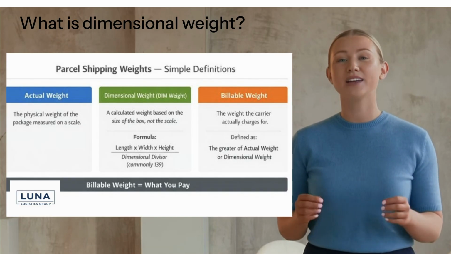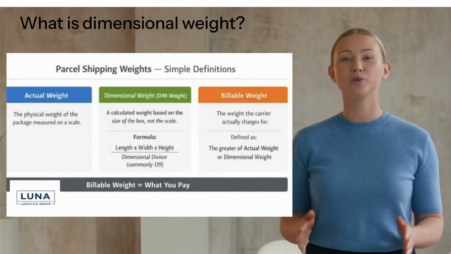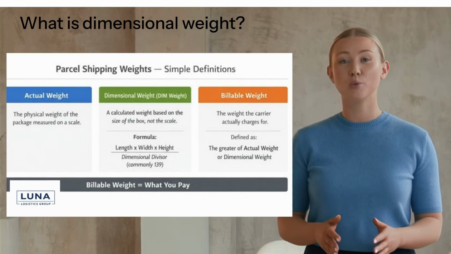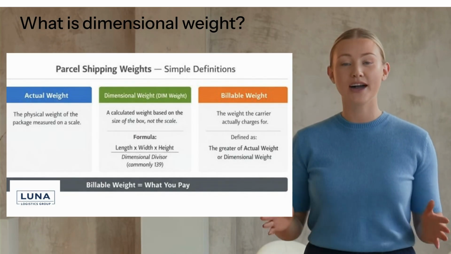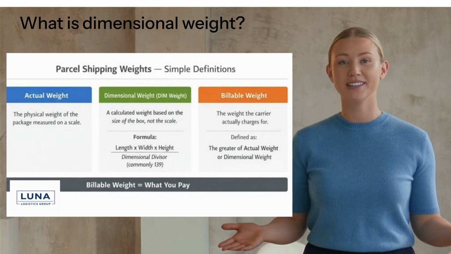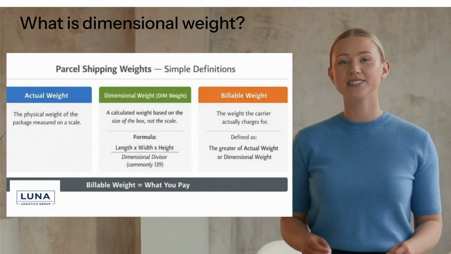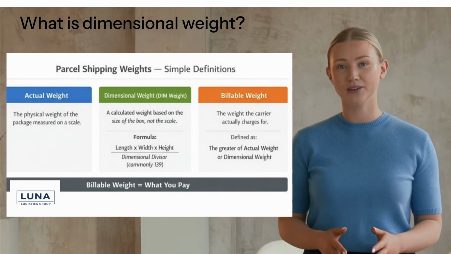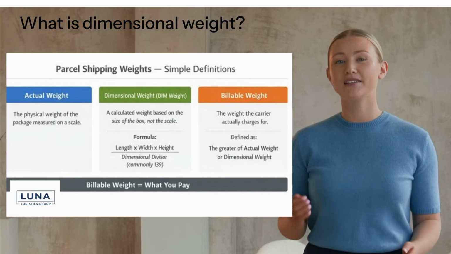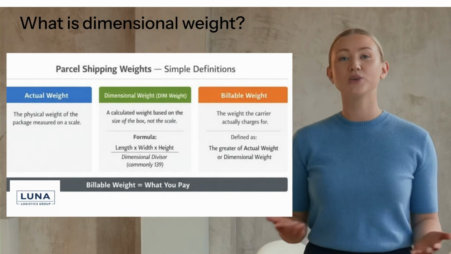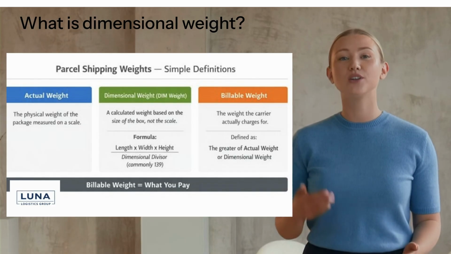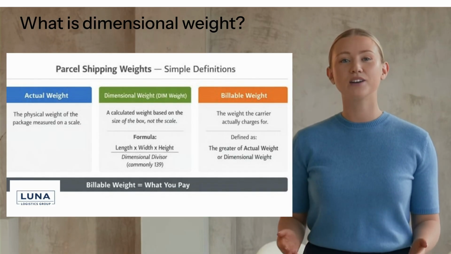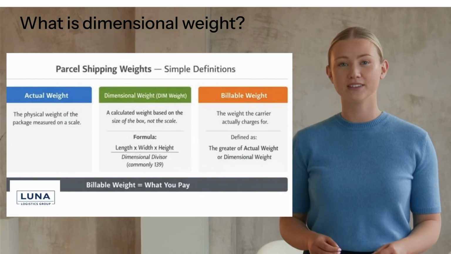Actual weight is exactly what it sounds like, how much the package weighs on a scale. Dimensional weight, also called DIM weight, volumetric weight, or cubic weight, is a calculated weight based on the size of the box, not the scale. Billable weight is the final number used for pricing. It's whichever is higher, the actual weight or the dimensional weight. Different carriers may use different terms on their invoices, but the concept is the same across the industry.